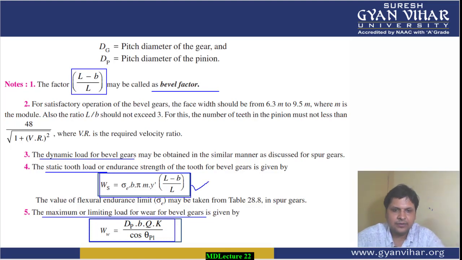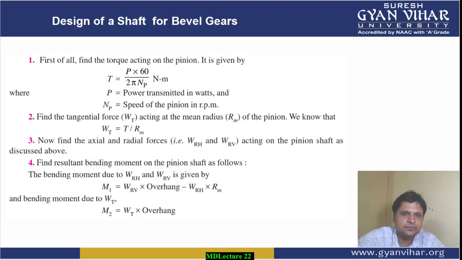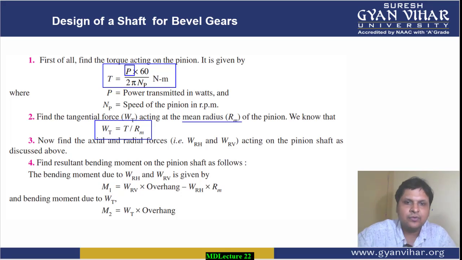So let's go into the example now. These are the steps which we will follow. On the basis of the power transmitted given to us, we will calculate the torque transmitted, and from the torque transmitted we can calculate the value of the tangential load, because the mean radius of the pinion is already known to us. Alright, and then we will move further.